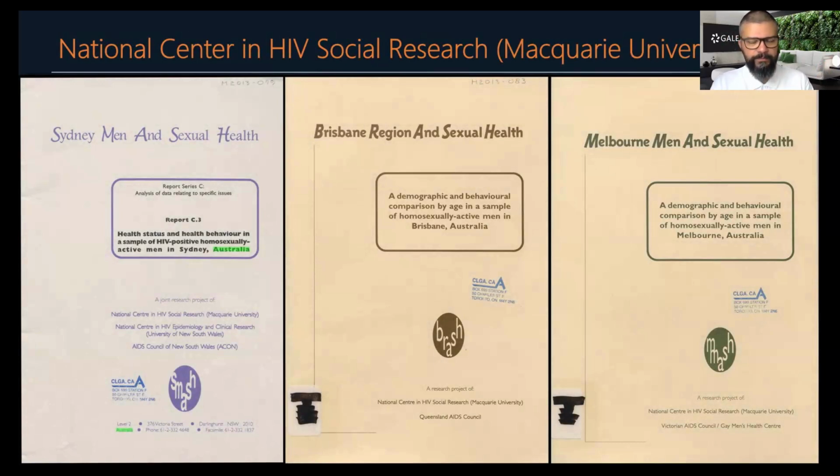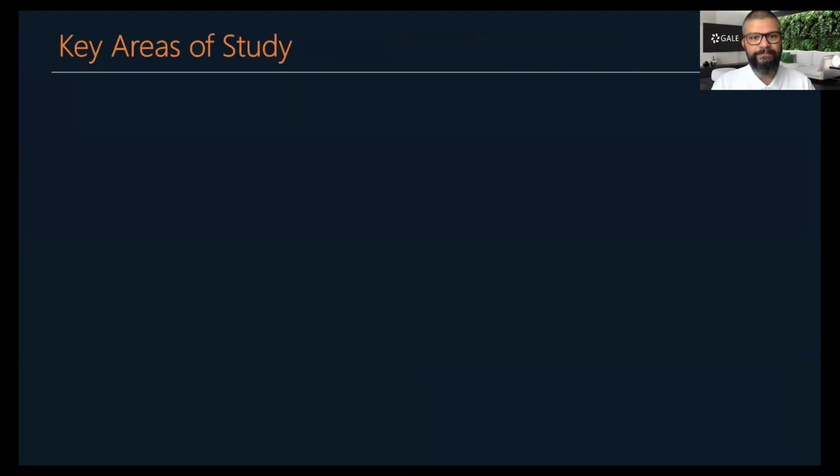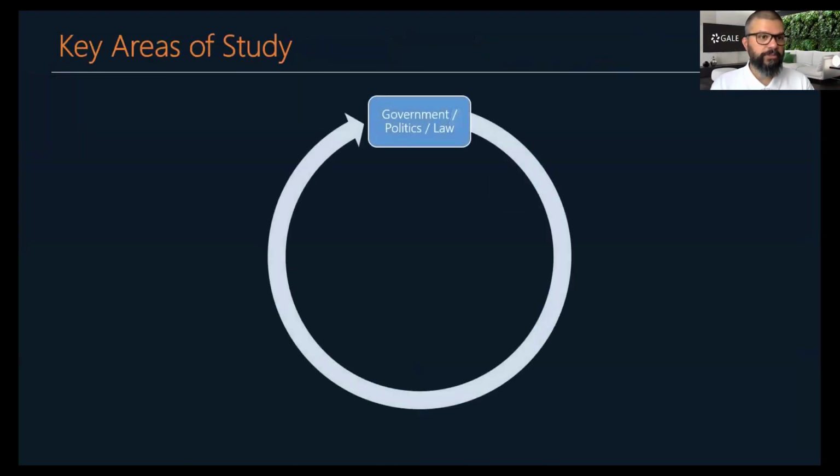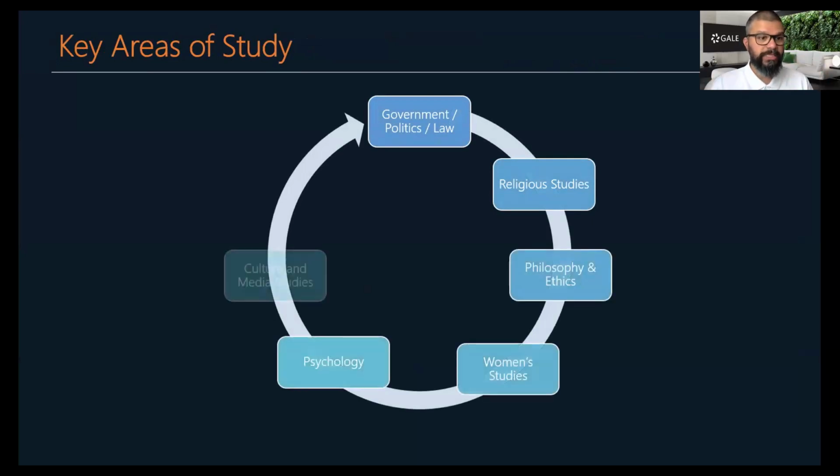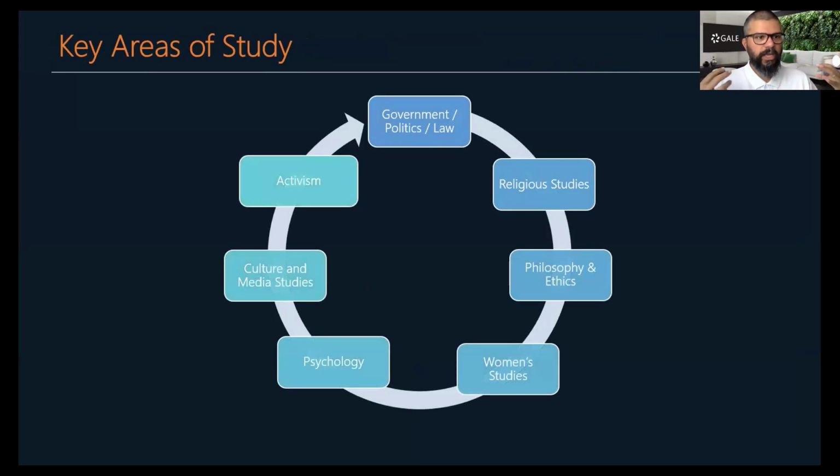So very quickly, this archive is multidisciplinary, covering multiple different areas of study: government, religion, philosophy, women's studies, psychology, cultural and media studies, activism. It looks at minority groups. It looks at organizations that were started up to fight for rights for different LGBTQI groups, for example. So it's a really great archive.